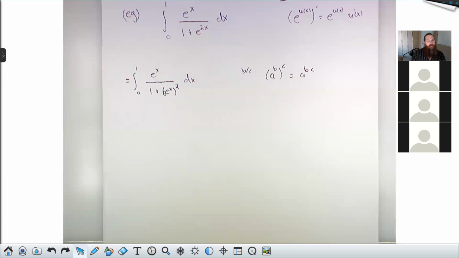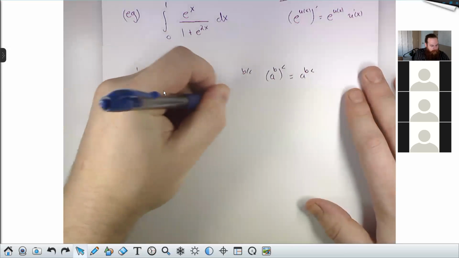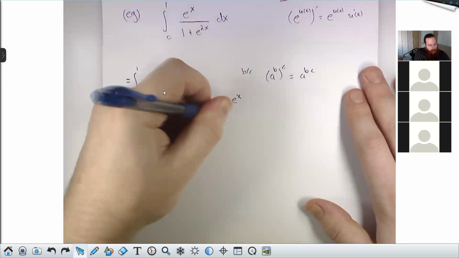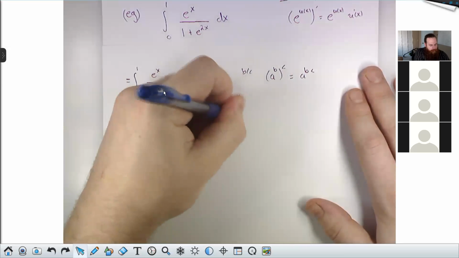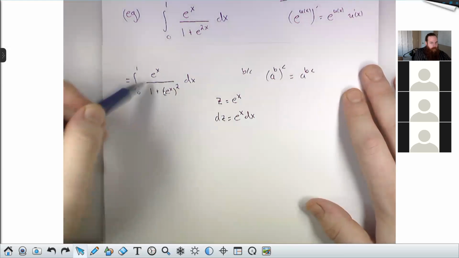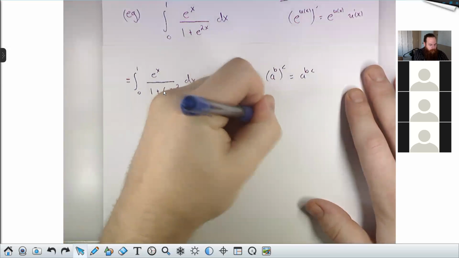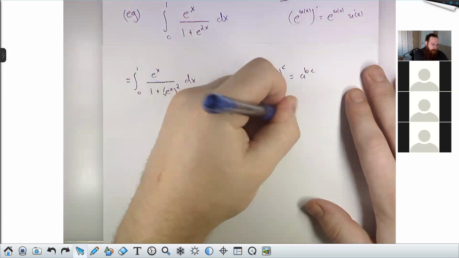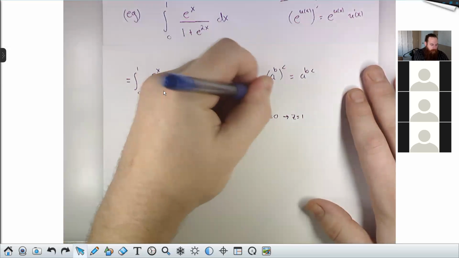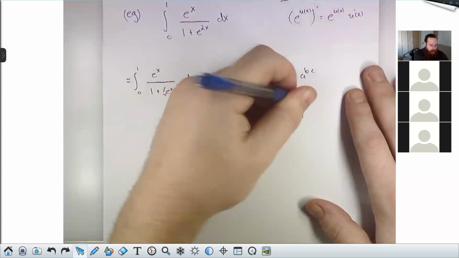This is really nice because now I can substitute z equals e to the x. Because dz there would be e to the x dx, and I do have a copy of e to the x floating around. I didn't have a copy of e to the 2x floating around. Still need to change my bounds. When x is 0, z would be equal to e to the 0, which is 1. And when x is 1, z would be equal to e to the 1, which is e.